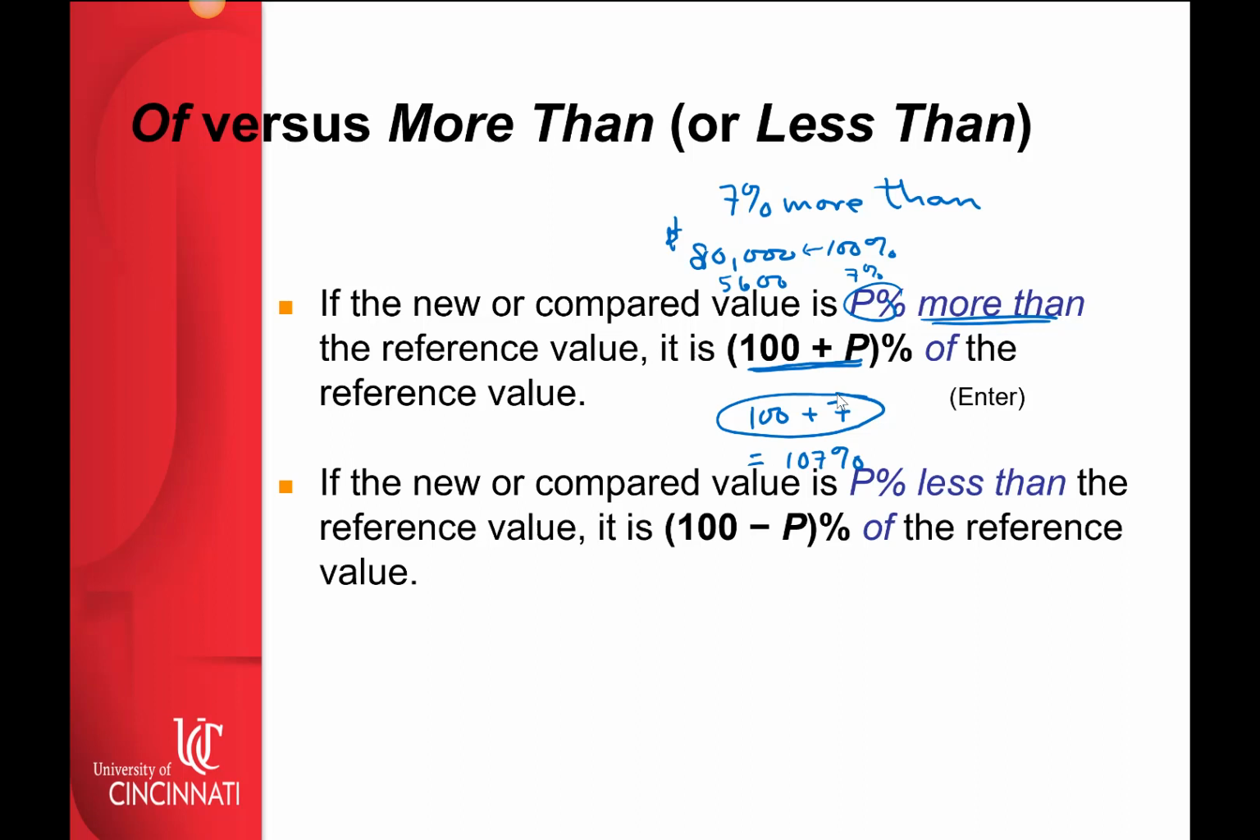Less than. Got about 5 minutes, so we'll get this done. Something is less than. Well, you follow the same basic pattern as before. Before, if it was more than, we added the percentage to the original 100%. If it's less than, guess what you do? Subtract the percentage.